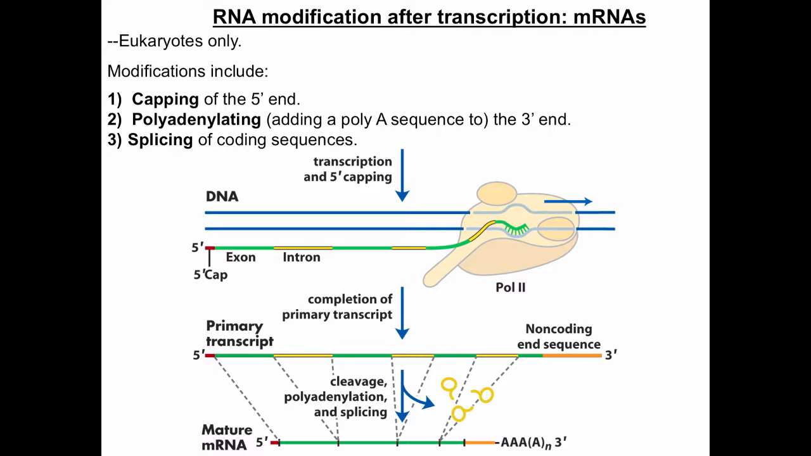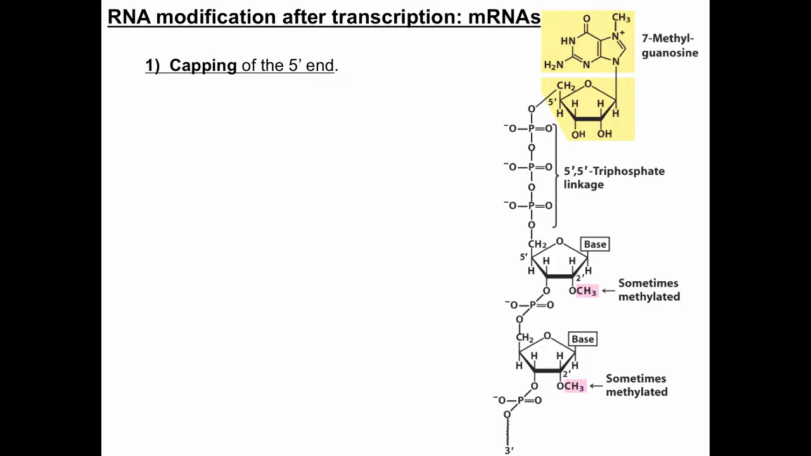I'm not going to test you guys on the modification of rRNAs or tRNAs, I'm just giving you the information. But I will test on modification of mRNAs. So one of the things that has to happen to an mRNA is the addition of what's called the 5' cap.